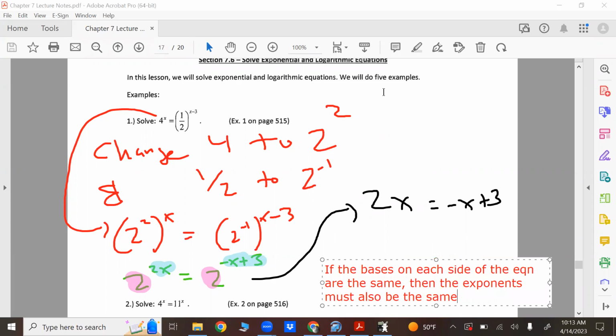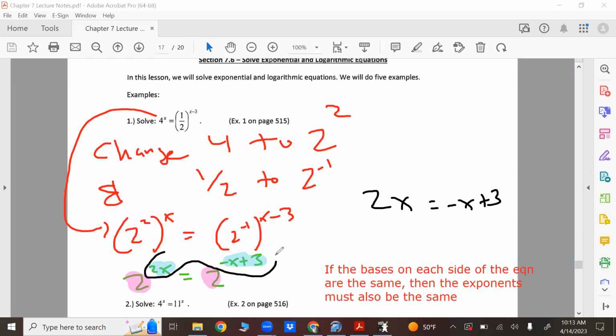What's the arrow pointing to? 2x equals negative x plus 3. Just the exponents. The arrow might be a little confusing, so let me lasso these right here. Yeah, that's better. So then 3x equals 3, x equals 1. Should we write this big? Yeah, totally.